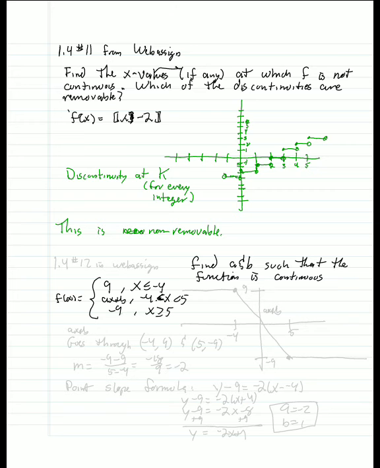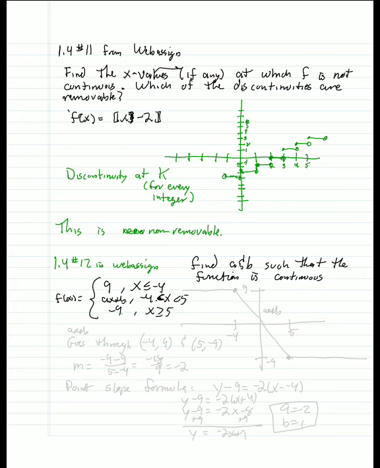For 1.4, number 12 in WebAssign, it's number 63 from the book. Okay, the problem here says, find A and B such that the function is continuous. So we're told it's a piecewise function. We're at 9 for x less than or equal to -4. Then ax plus b for -4 is less than x less than 5. Then -9 for x greater than or equal to 5.